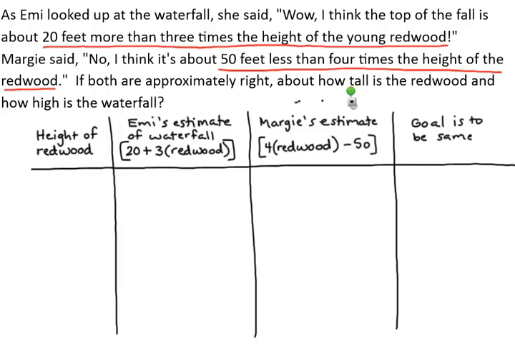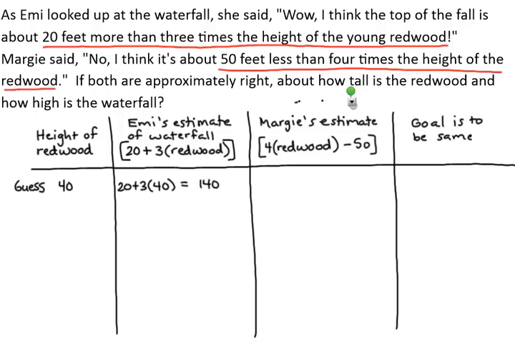Alright, so now this is where the guessing starts. We are going to guess the height of a redwood. So I'm just going to say, all right, I'm going to start out with 40 feet as my first guess. So then I'm going to get Emmy's estimate. Emmy's estimate would be 20 plus 3 times 40. So her estimate would end up being 140 feet for the height of that waterfall.